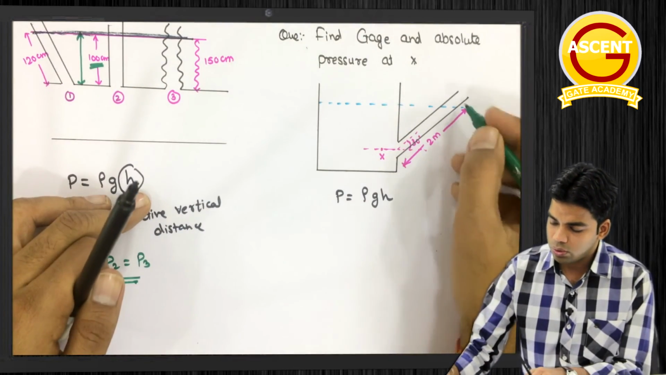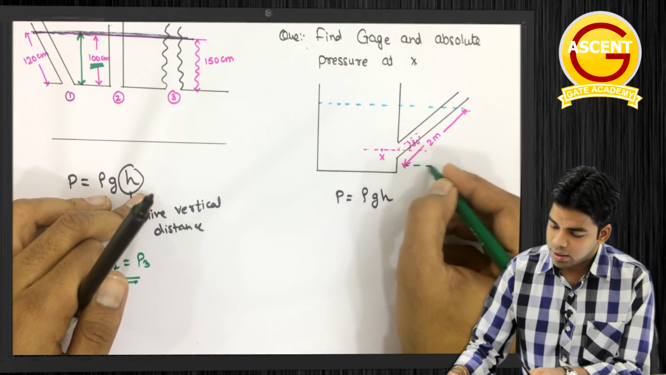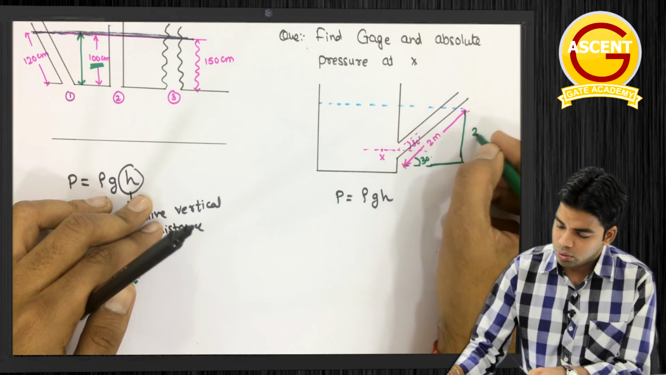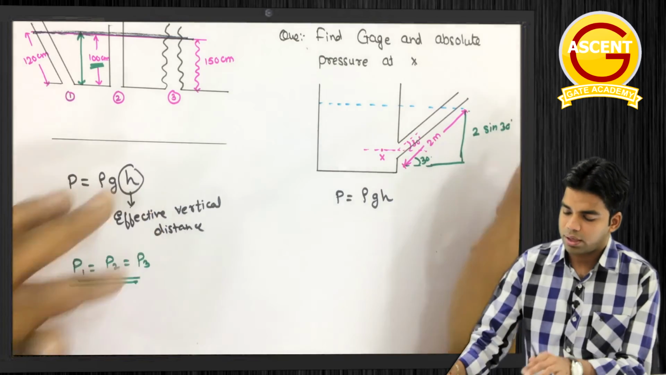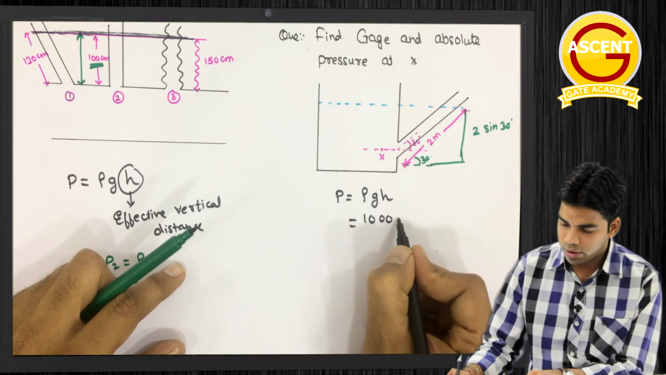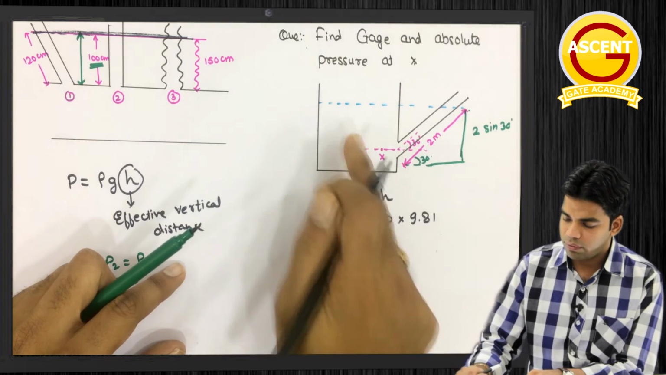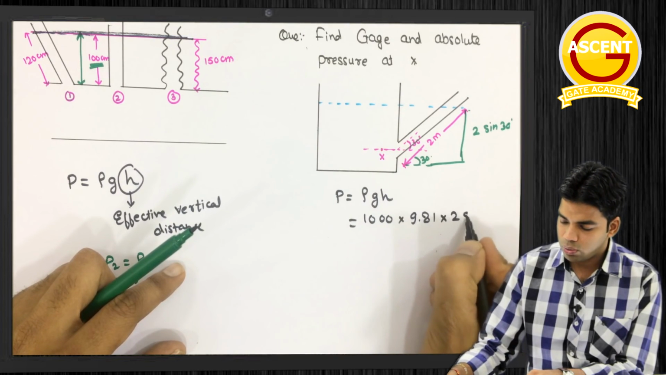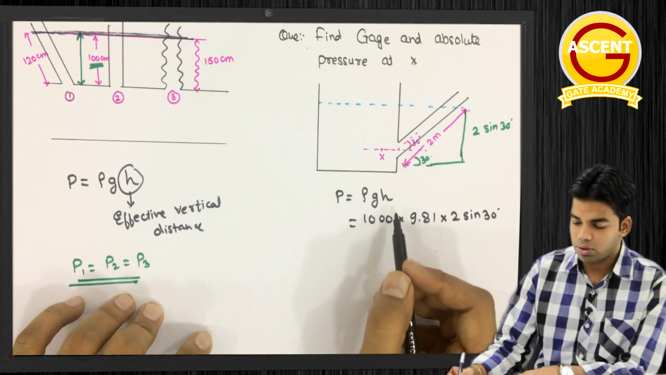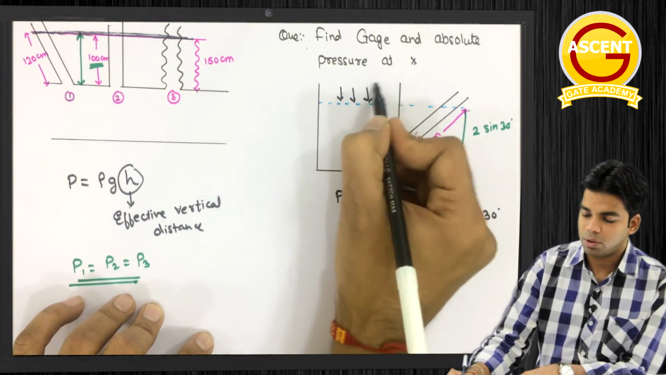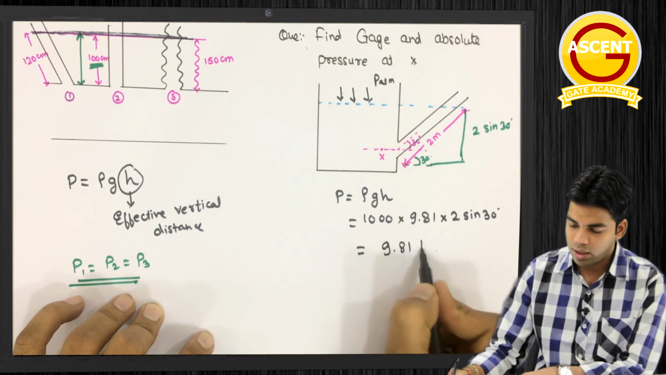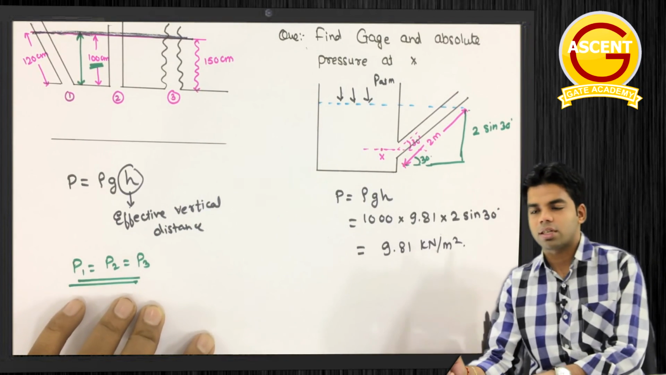This length is 2, and this angle is 30 degree. So this distance, which is effective vertical height, will be equal to 2 sine of 30. Getting this or not? So this will be equal to rho, 1000 for water, into 9.81, the fluid here is water, into height 2 sine of 30 degree. Obviously this will be the gauge pressure, not the absolute pressure. For absolute pressure we will have to add P atmosphere as well. So this gauge pressure will be equal to 9.81 kilonewton per meter square. This is our gauge pressure.